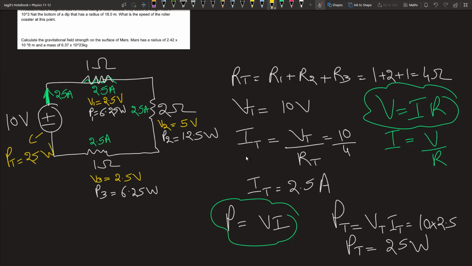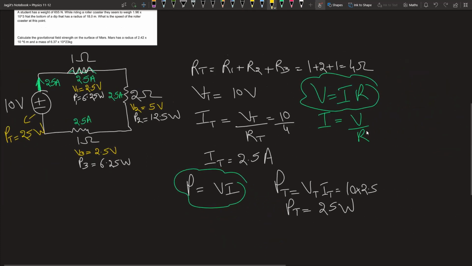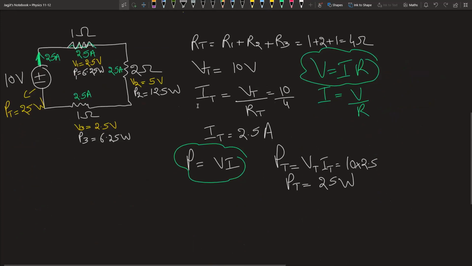Now, another thing interesting about power as well, the power drop at each of the resistors, if you add up the power drop at all the resistors, it's going to be equal to the total power supplied by the source, which is 25. 12.5 plus 6.25 plus 6.25 gives you 25. Okay, so there we go. In this series circuit, we've learned how to find our resistance total. We've learned how to get our current total, and we've learned how to find the voltage drop and power drop at each of those resistors. Okay, this is an example of a series circuit.